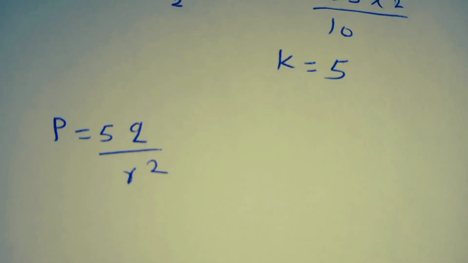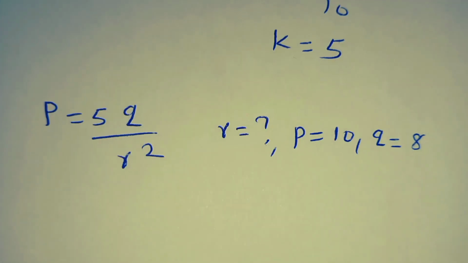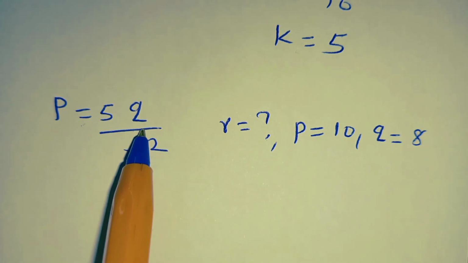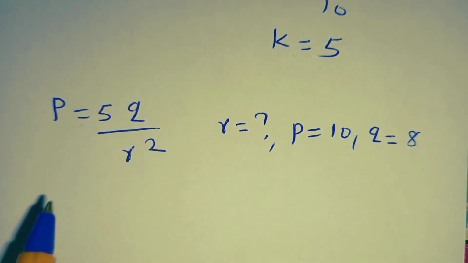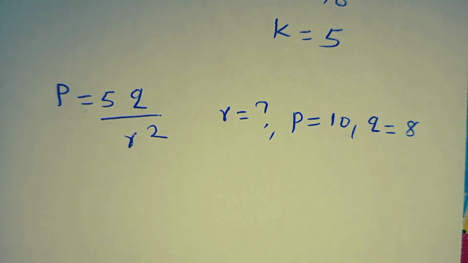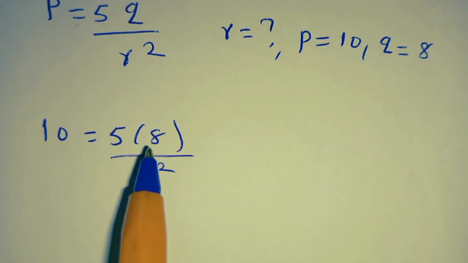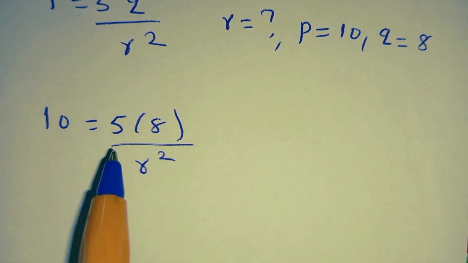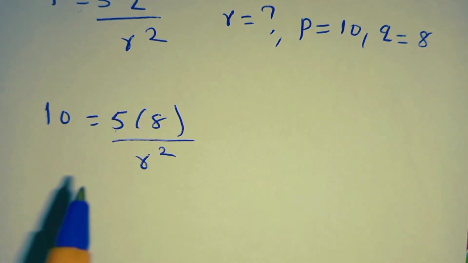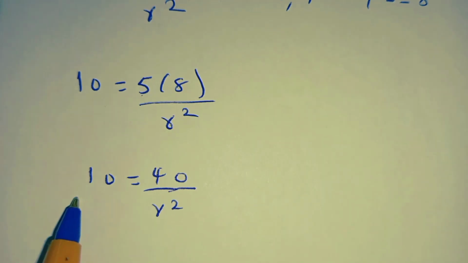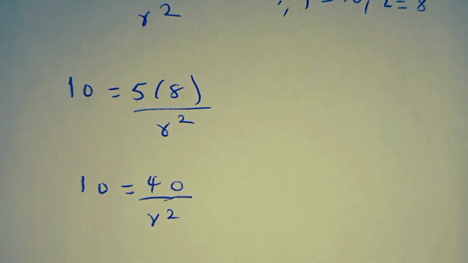So the value of R when P is equal to 10 and Q is equal to 8. We substitute the value of P here and the value of Q here and obtain the value of R. So substituting, we have 10 is equal to 5 multiplied by 8 divided by R squared. So 5 times 8 is 40. So 10 is equal to 40 over R squared.